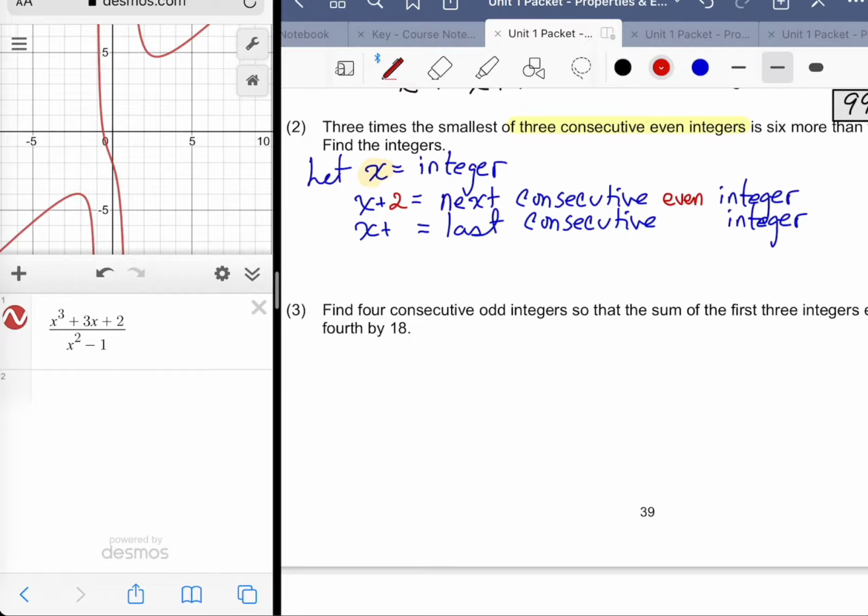If I want to get to the next even integer after that, I would just add another 2. So that gets me to 4. Now we're looking at 3 consecutive even integers, so we're good. So I use my whole integer, next, and last. You could say first, second, third. There's a bunch of different ways that you can write it.